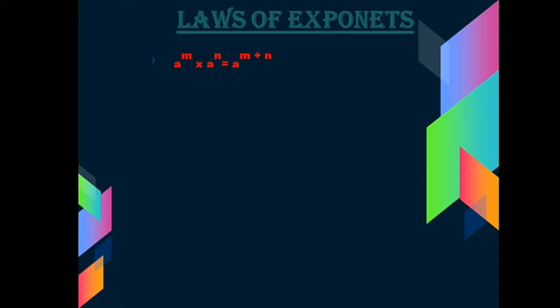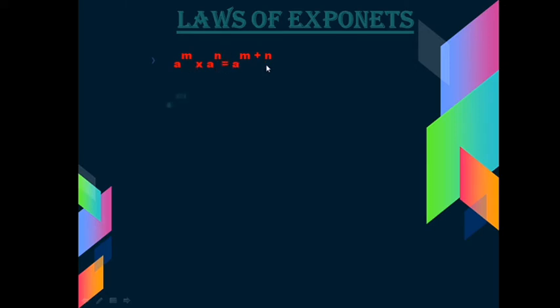So what is given here in the first law? See, the bases are equal and the exponents, that is m and n, are different, and it is given in the form of multiplication. When this type of question is given, at that time we have to add the exponents. So it will become a raised to the power m into a raised to the power n equals a raised to the power m plus n.